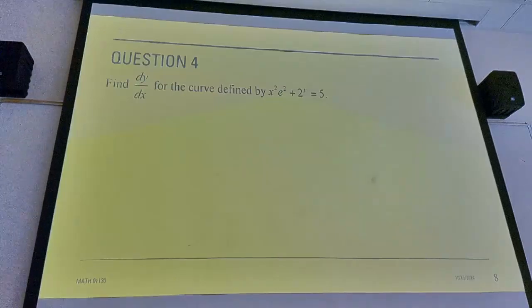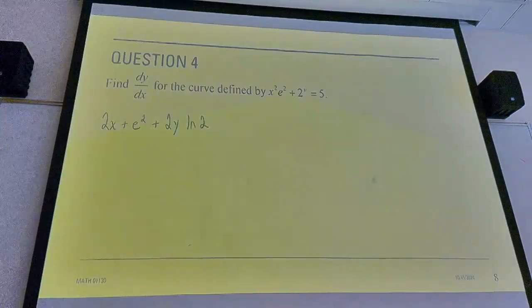So d/dx of the left-hand side. All right, 2x plus e squared plus 2^y times the natural log of 2, and all of that last term times dy/dx. So it's 2x plus e squared plus what? Plus 2^y times the natural log of 2, then all that last term times dy/dx. Like that? Yes.